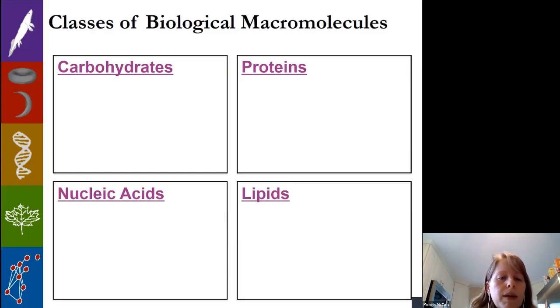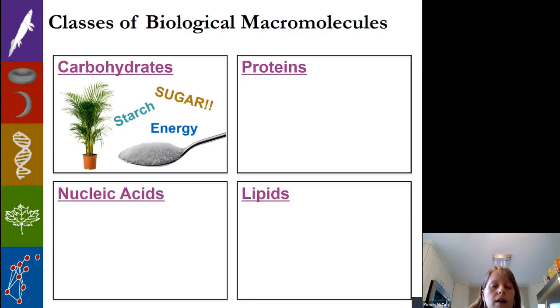Carbohydrates, you're probably pretty familiar with. Those are sugars and starches. They're energy as far as the cell is concerned. They're ways of storing energy in a pretty accessible way for the cells. We aren't going to talk too much about carbohydrates in this section of the class, but we'll get into them in the transformations of energy and matter section.